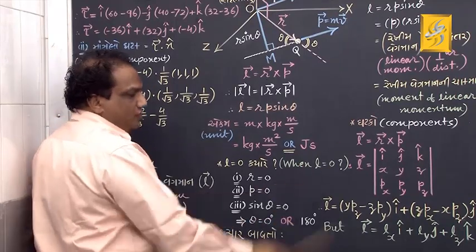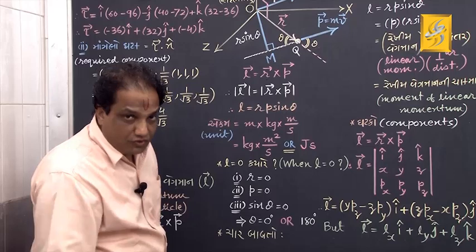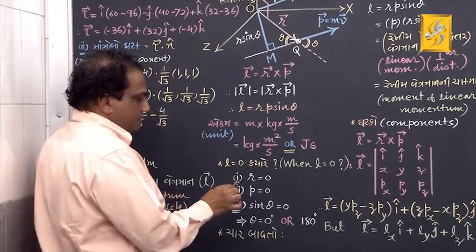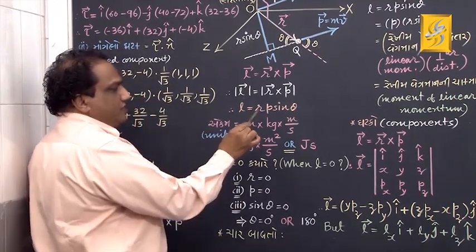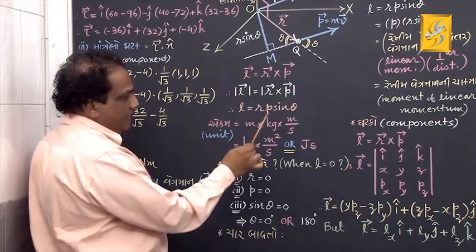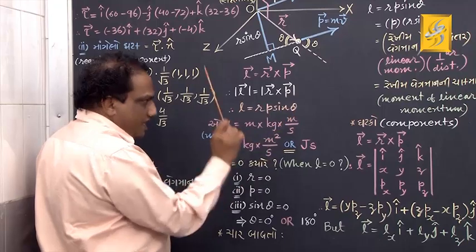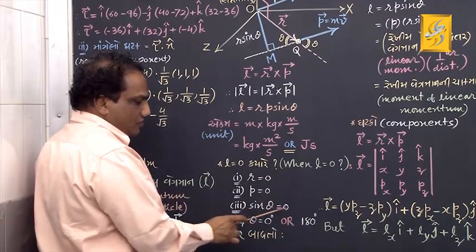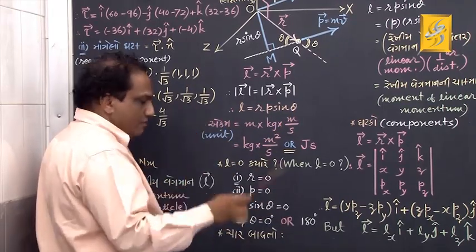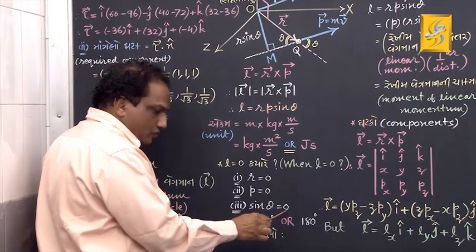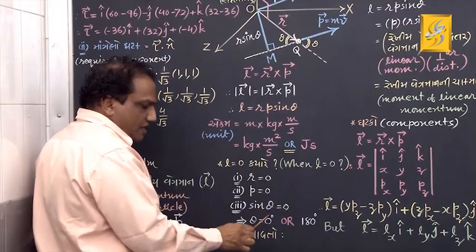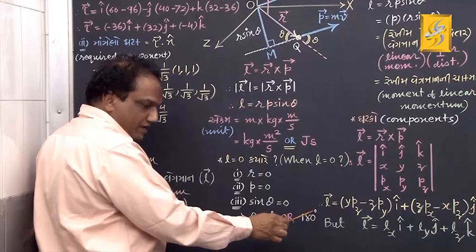When will L be equal to 0? I am showing you. First, when r is 0, naturally L will be 0. Second, when p is 0, naturally L will be 0. If sin theta is 0, then also L will be 0. But tell me, sin theta will be 0 provided theta is 0 degree or 180 degree.